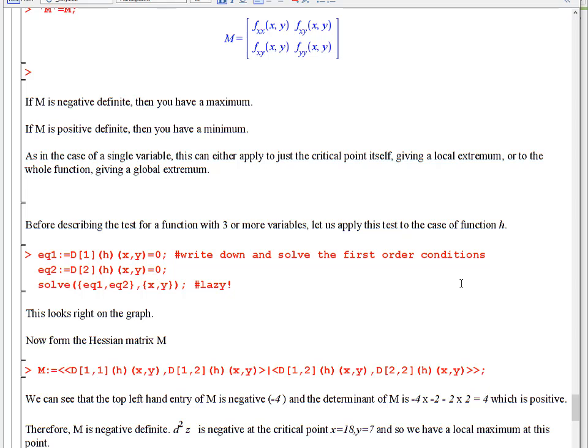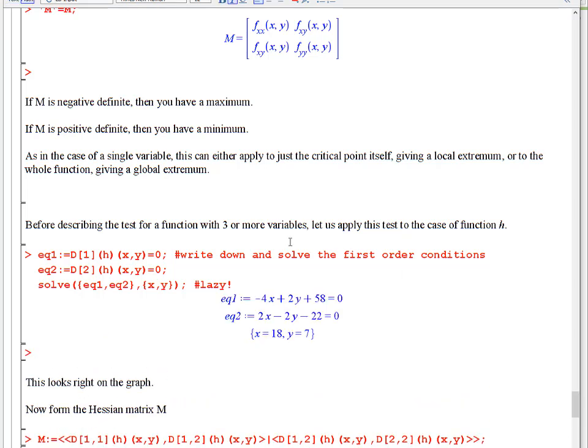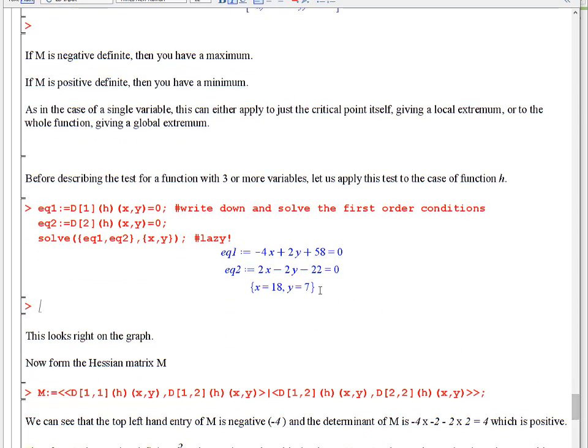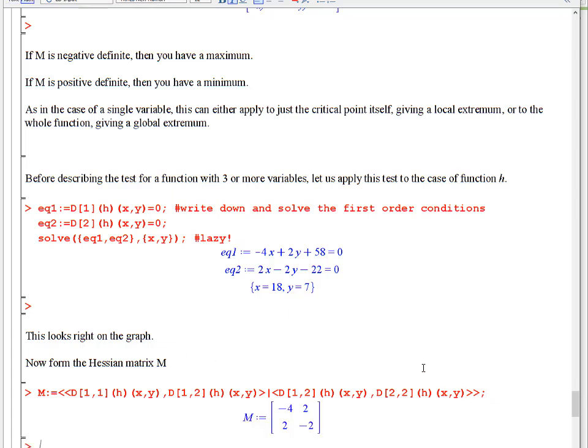So before we go on to 3 or more variables, just have a look at function 8. So this is how you do function 8 from the start. You'd write down the first order conditions and find a solution. So that's okay, that's a candidate for it. But you don't know yet whether it's a maximum or a minimum. So you make the Hessian matrix.